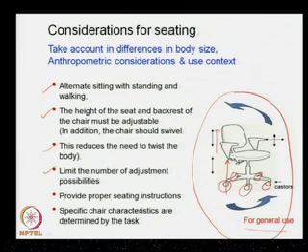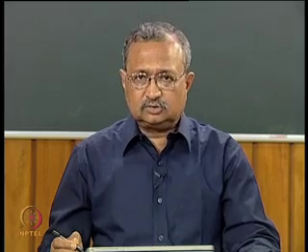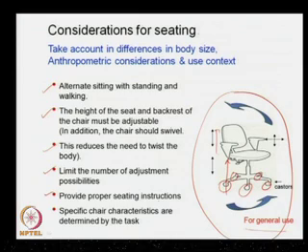Now, in a furniture, we may provide many adjustability features so that it can adjust to the body as we prefer, but for mass use and for easy maintenance and use, it would be better if we limit the number of adjustment possibilities to fit a certain requirement. Now, provide proper seating instructions. A chair, a seat is given, but how to use that chair, how to sit, whether you should bend, how you should use the armrests, etcetera, should be properly instructed. Or what adjustment facilities are there and how to adjust should be instructed properly.